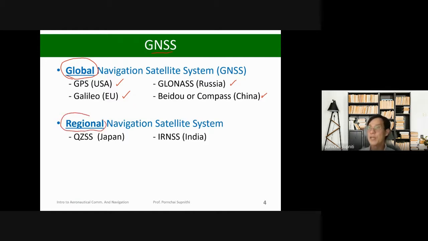Another system type is called regional. These systems don't provide global coverage; they only provide regional coverage. For example, the Japanese system is called QZSS. Then there's another system from India. The old name is IRNSS, but now they changed the name to NavIC. For QZSS and NavIC, the service is mostly around the host country only.